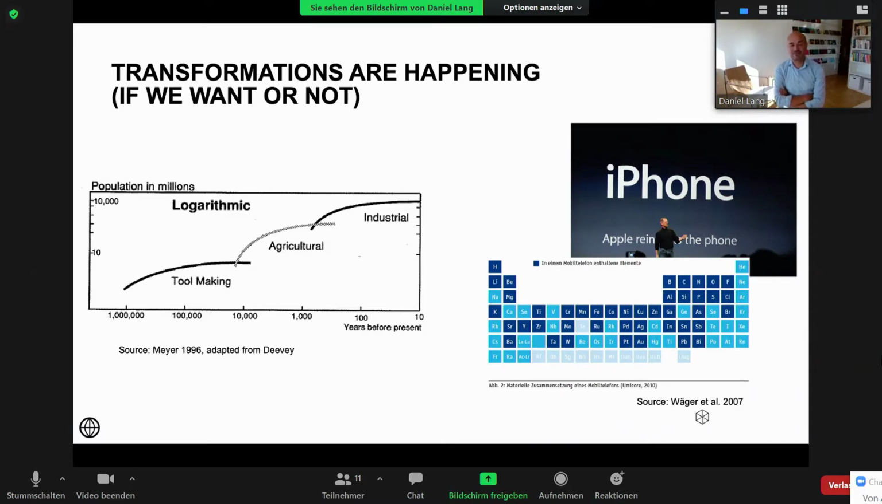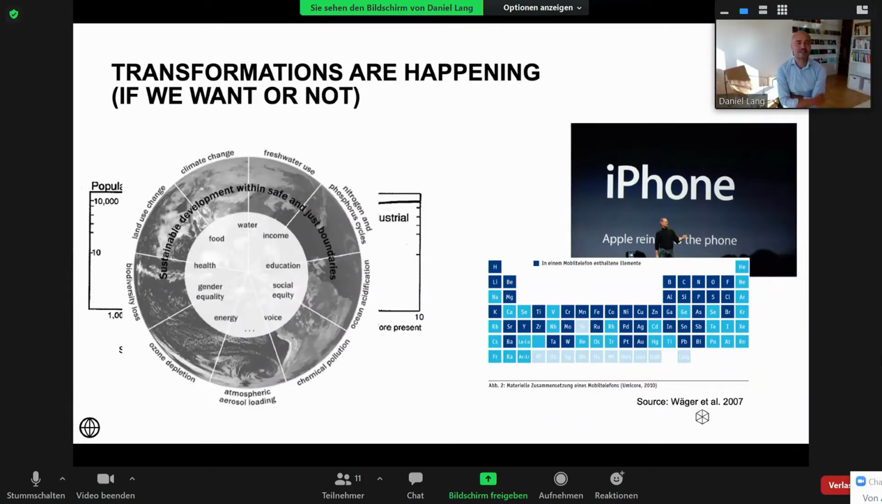And there is the periodic table of elements, where you see all the dark blue elements are parts of these mobile phones. That means it also has implications on the material basis that we use in our societies. So transformations are happening, but if we talk about sustainability transformations, two aspects are key, and we also touched upon those in the previous talks.